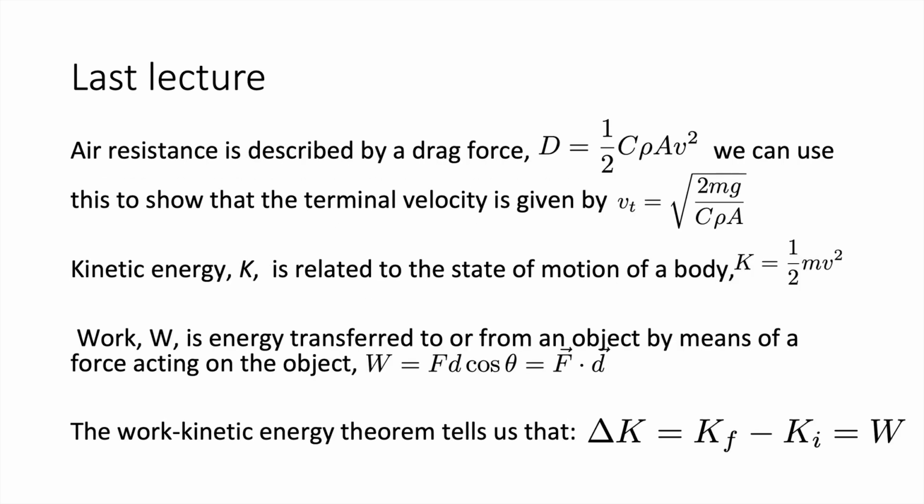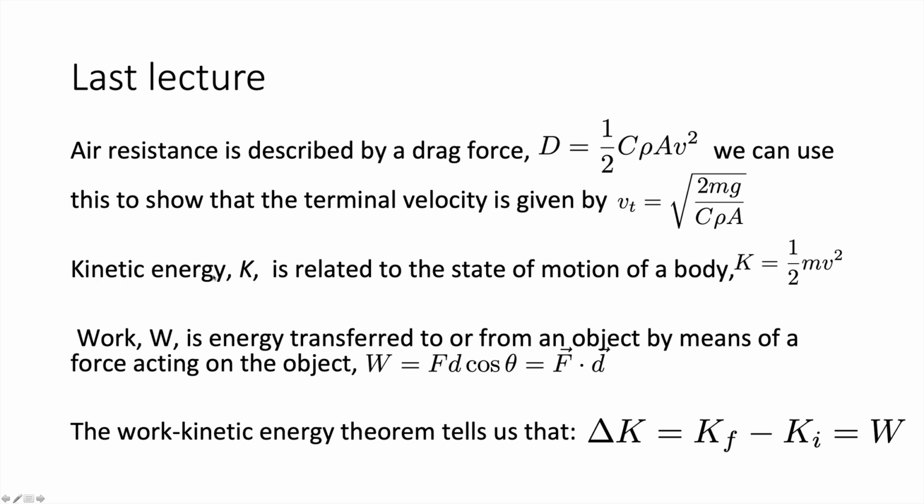We saw that air resistance can be described by a drag force, where the drag force is given by a half C. Now this is a constant which depends on the surface material, times rho, the density of the air or fluid through which the object's flowing, A, that's the cross-sectional area, times the speed squared. And we can use this to show that the terminal velocity is given by this expression here. So to do that, we just set the weight force equal to the drag force.